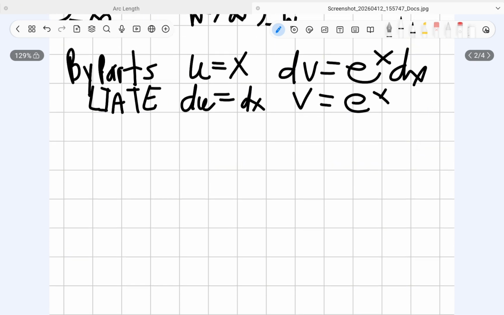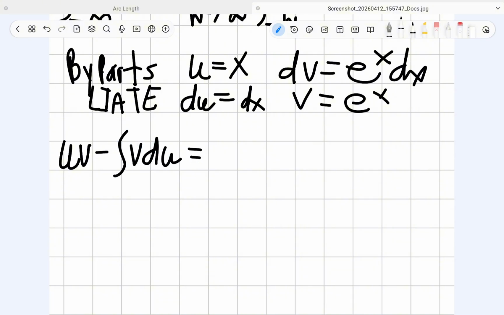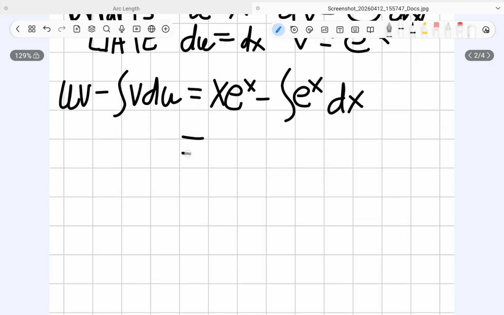Now that we have that, we can use the ultraviolet voodoo, as some people would say. It's just uv minus integral of v du. Substitute everything. So u is x, v is e to the x, minus integral of v, which is e to the x, and du is dx. And then we can keep going.